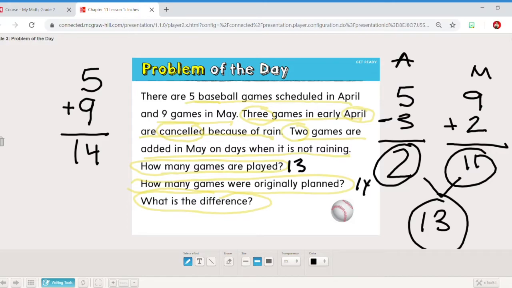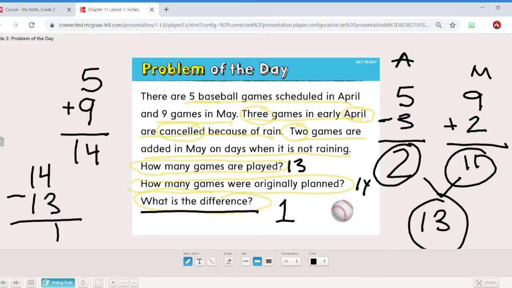What's the difference? The difference, remember, is the answer to a subtraction problem. So we're going to subtract the larger number 14 from the smaller number 13. And we get 1. The difference is 1 game.